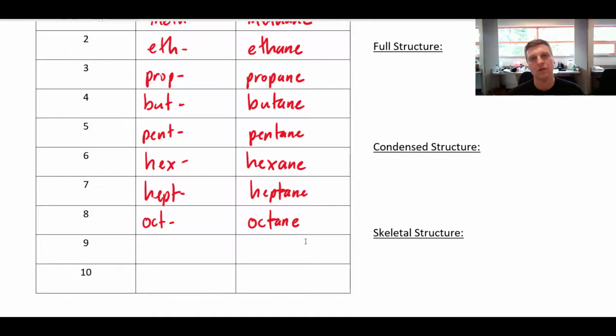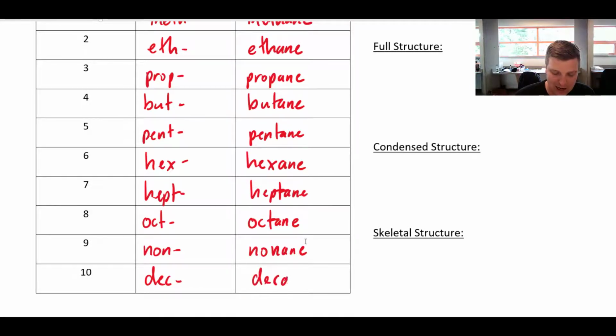And octane, of course, you may have heard of as being a component of gasoline. So a major component of gasoline is octane. After oct is non, and that makes nonane. And then number 10 is deca, or dec, and that makes decane.